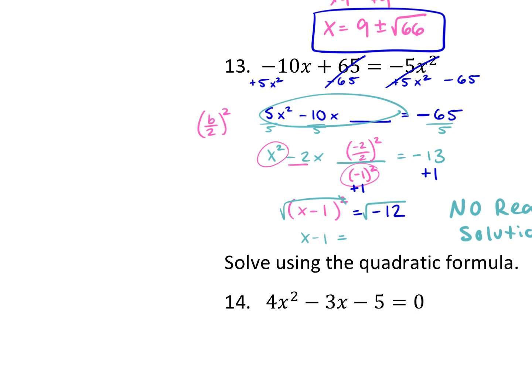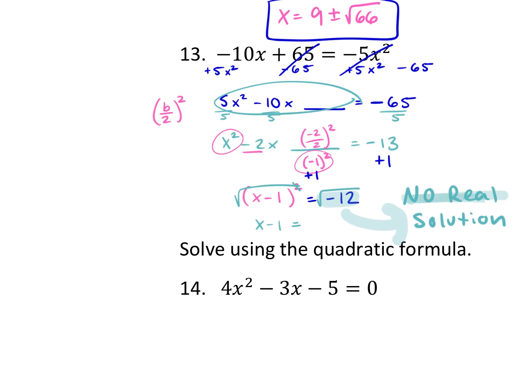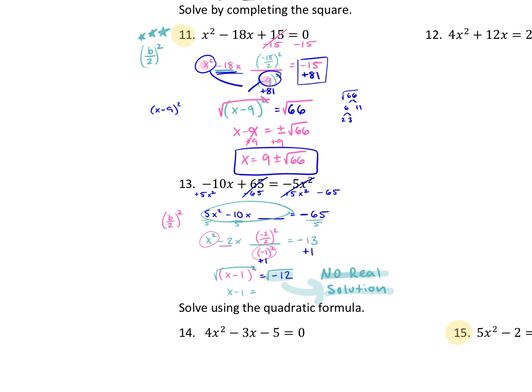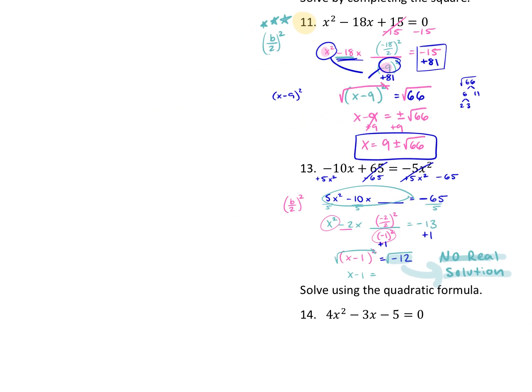So if you have a negative under your square root, then it's no real solution. We don't have to do the rest of it. We don't have to add 1 to the other side or put plus or minus. It's just going to be no real solution. So that's going to apply for solving by completing the square or the quadratic formula. If you're taking the square root of a negative number, then it's no real solution.